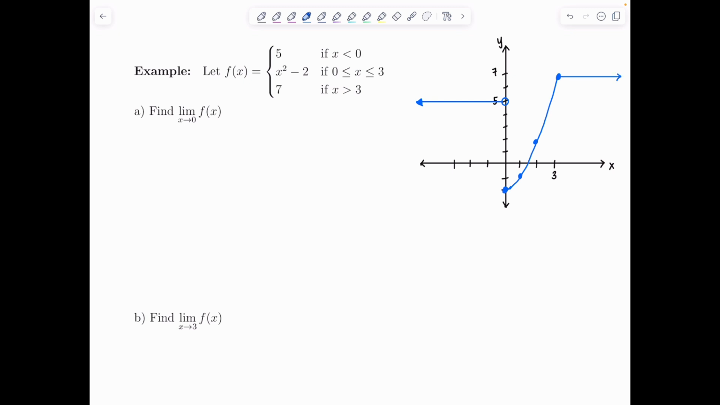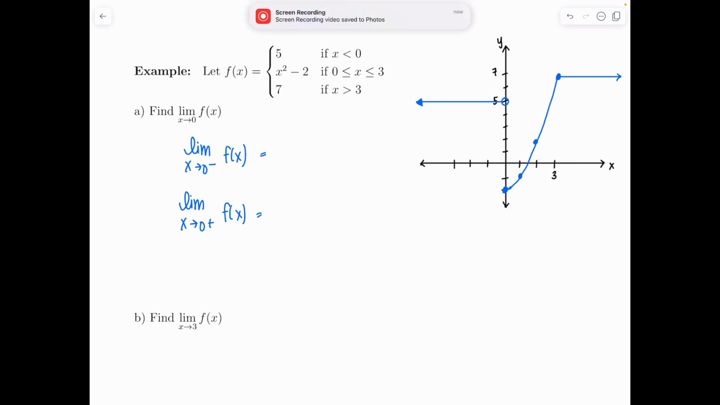Okay, good. All right, let's use this fabulous graph to answer the following questions. Find the limit as x approaches 0 of f of x. So notice the way the function was defined switched at 0, so we have to check both sides of it. So let's look at what's the limit as x approaches 0 from the left, and then what's the limit as x approaches 0 from the right of f of x.